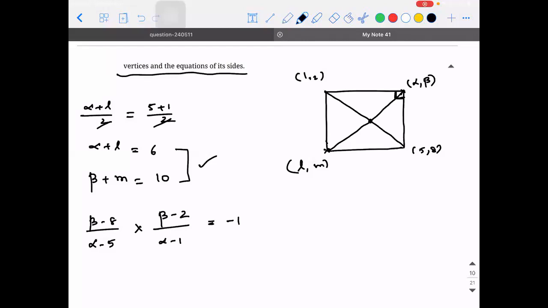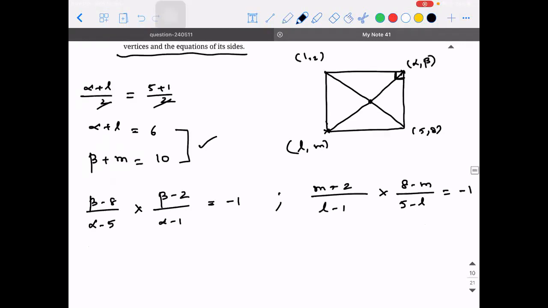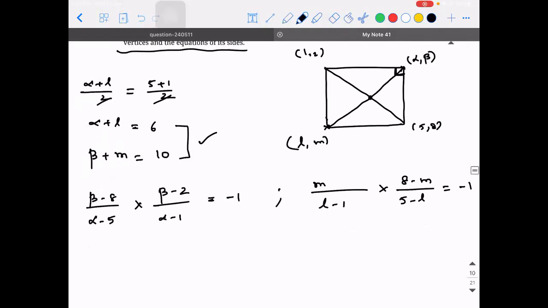What will be the other two equations? Similarly, I can say (m minus 2) divided by (L minus 1) into (8 minus m) by (5 minus L) is equal to minus 1. So (m minus 2) into (8 minus m). So when you solve these, you will get the required expression. Okay, this is one thing.